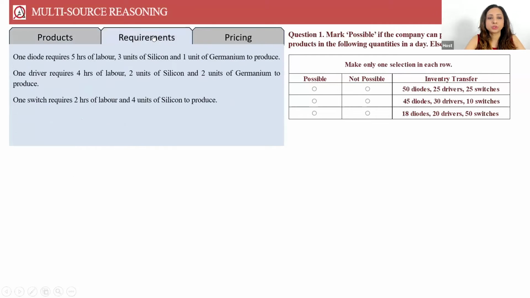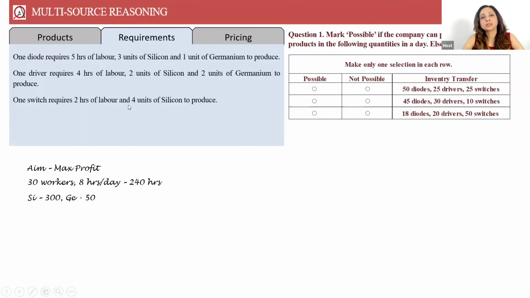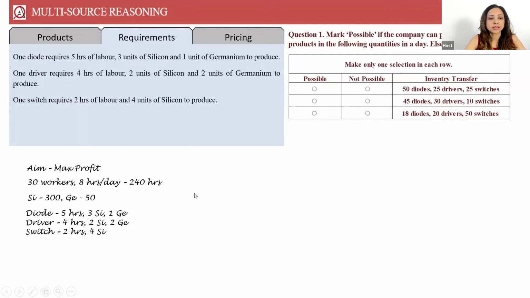Let's go on to our tab 2. This is the data that we already have. We gathered it from tab 1. Now we look at tab 2. One diode requires 5 hours of labor, 3 units of silicon, and 1 unit of germanium to produce. One driver requires so much, and one switch requires so much. So again, this is data that we will need. Obviously, we are given how many labor hours are required for each product, and how many units of silicon and germanium. So we should jot this down like this.